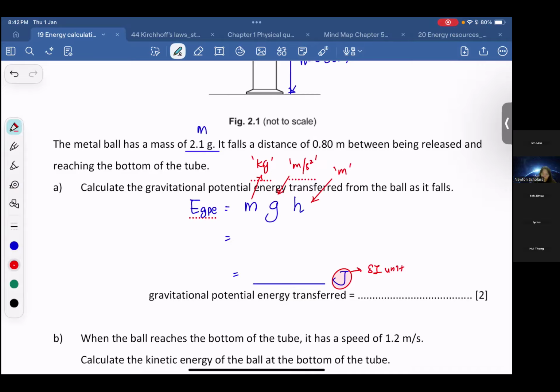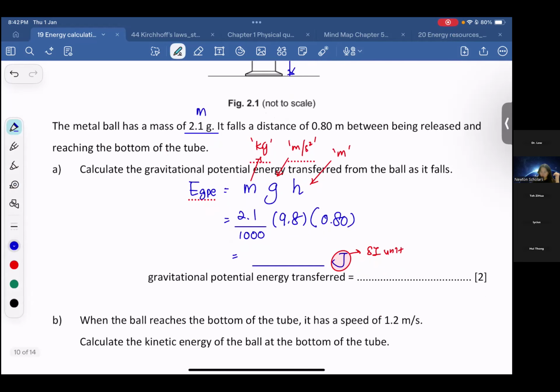So this one is 2.1, but you cannot just use 2.1. You have to convert it into kg. To convert, we divide by 1000, or you can say times 10 to the power of negative 3. Okay, g is 9.8, h is 0.80. If you do it correctly, you should get 0.016. If you use three significant figures like Angeline, it will be 0.0165. Okay, let me check. For two significant figures, I should get 0.017. So let me check.